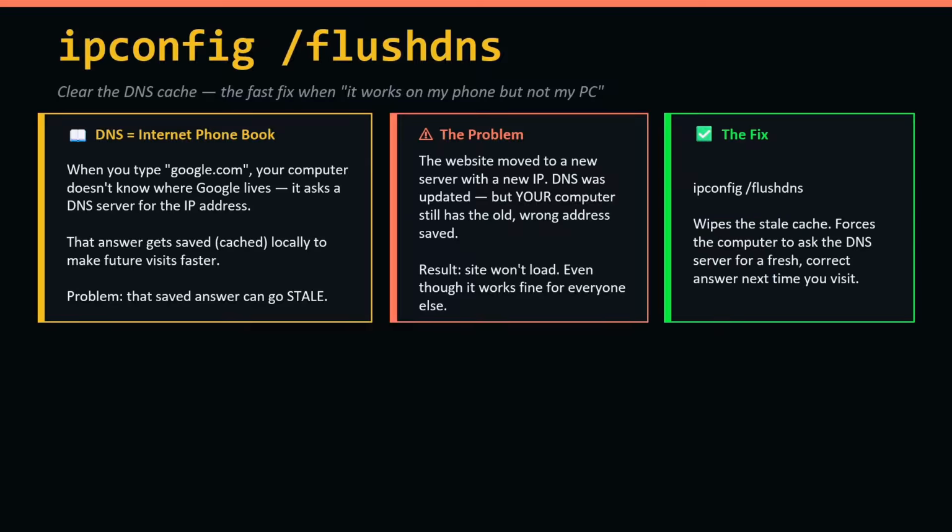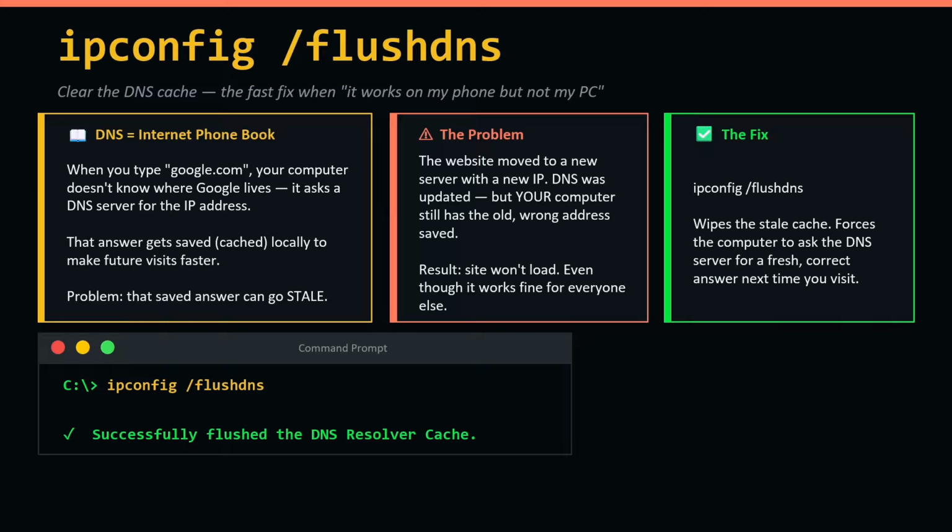And this is where flushdns comes in. This command clears the cache completely. Next time you visit the site, your computer asks DNS fresh and gets the correct answer. This command, it's pretty simple. You run it and you get back, "Successfully flushed the DNS resolver cache." That's it.